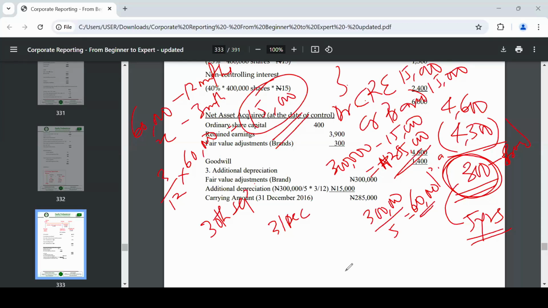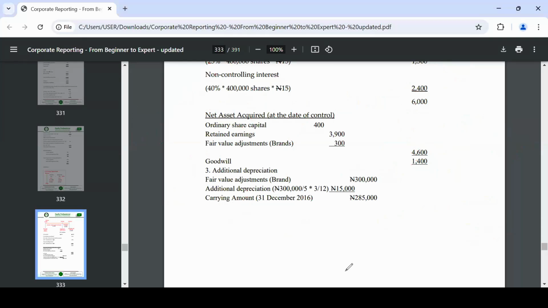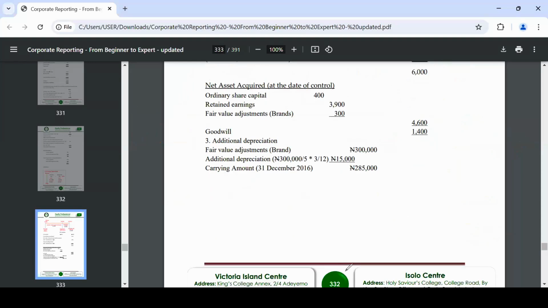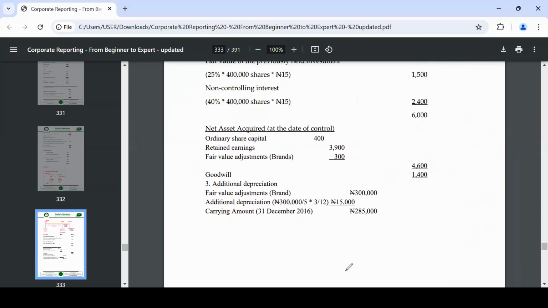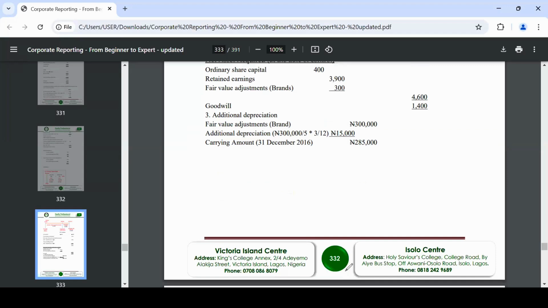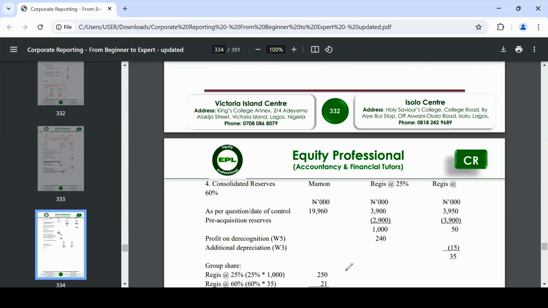So let's go back. That explains how they got the goodwill, right? That explains how we derived the brand. And it also explains why we are having additional depreciation, but we had to prorate for 3 months. And then we had to credit brand. Instead of 300,000, it's going to come up as 285,000.